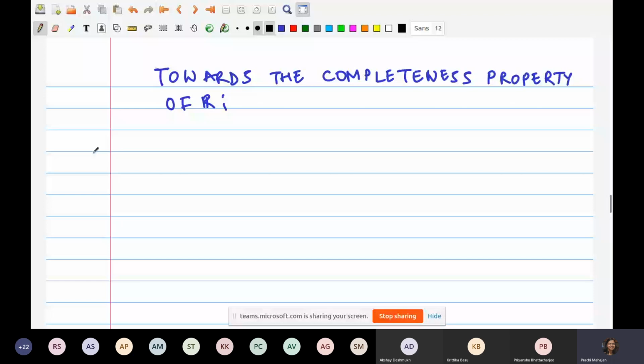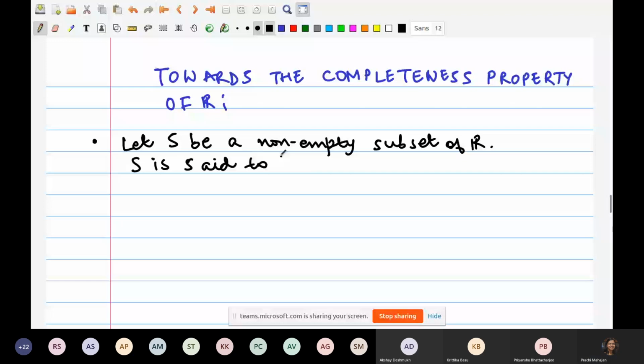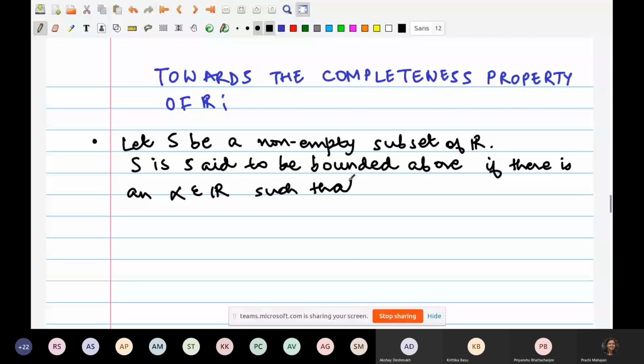So let S be a non-empty subset of R. Let's define a couple of things. We say that S is said to be bounded above if there exists a real number alpha such that x is less than or equal to alpha for all elements of this set.